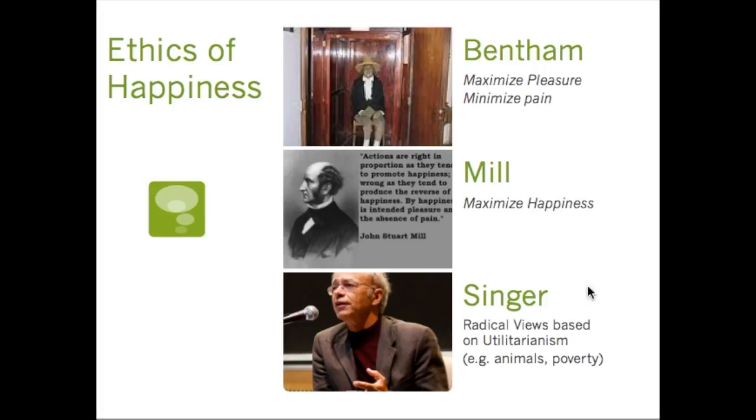Now, a contemporary advocate of utilitarianism is Peter Singer. You've read some Peter Singer already. He's got some very controversial views about animals, about poverty, about other things too. You might have heard of him before. So he's a philosopher at Princeton University. All his radical views are consistently based on the utilitarian view. That is, again, the idea that you have to maximize utility and minimize disutility.